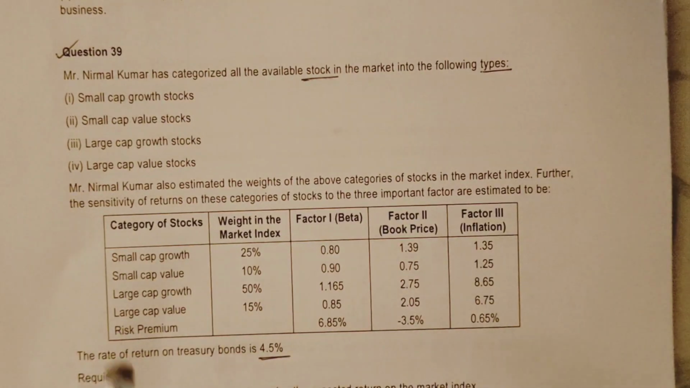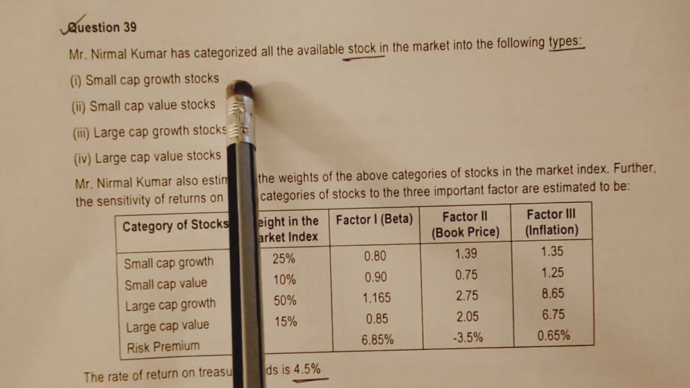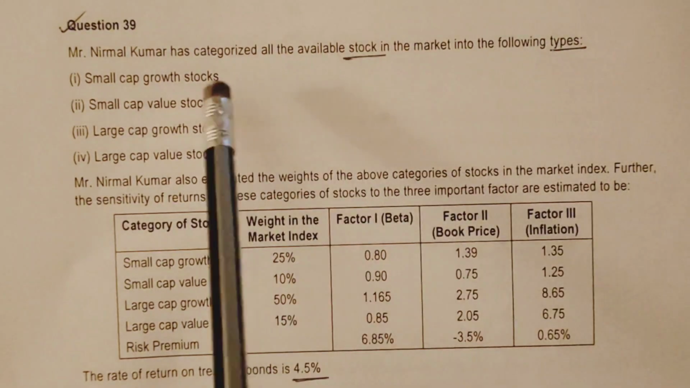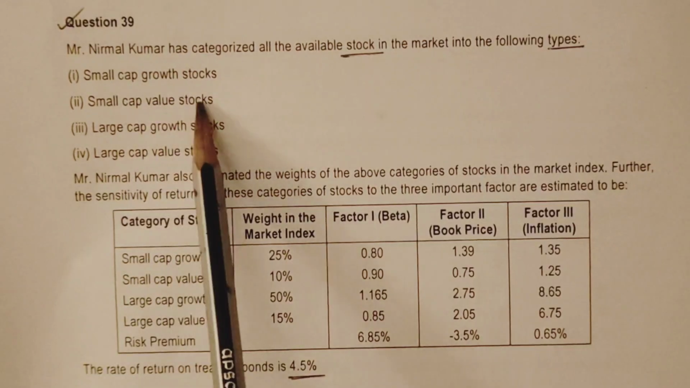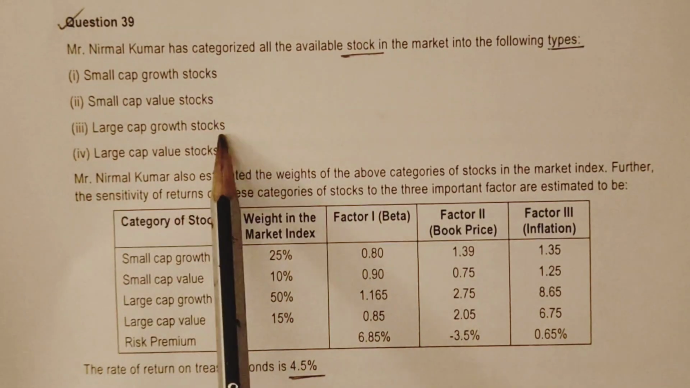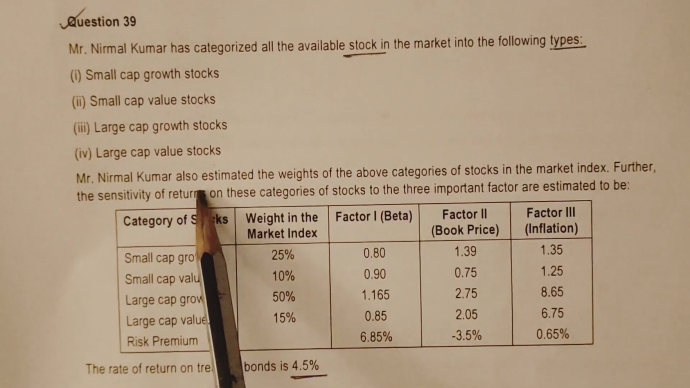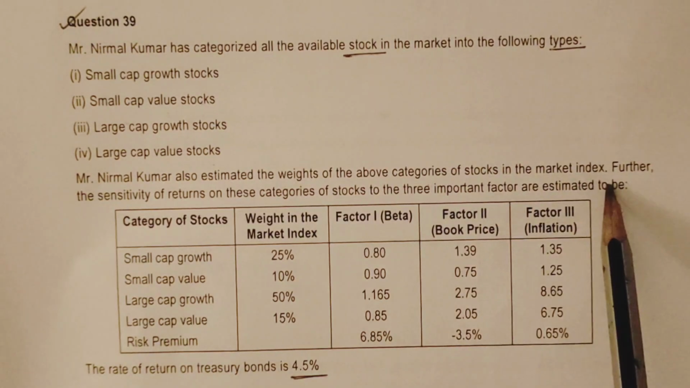So using that formula, let us compute question number 39. Mr. Nirmal Kumar has categorized all the available stock in the market into the following types. So he has classified them into 4 types: small cap growth stocks, small cap value stocks, large cap growth stocks and large cap value stocks. Mr. Nirmal Kumar also estimated the weights of the above categories of stock in the market index.